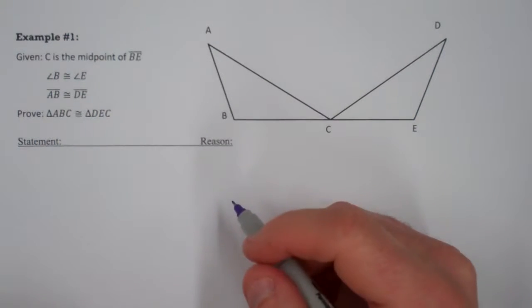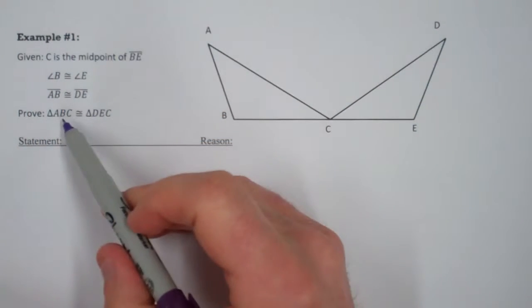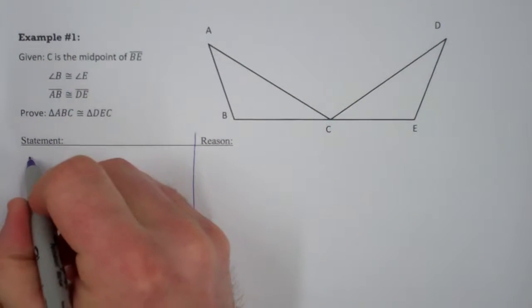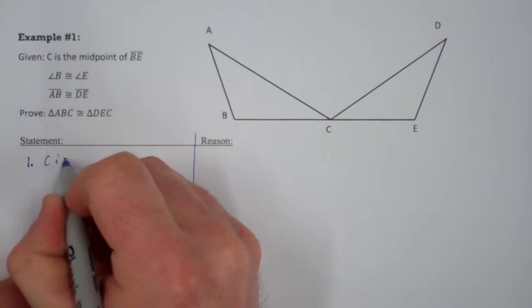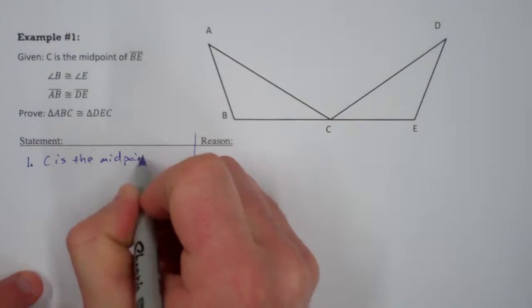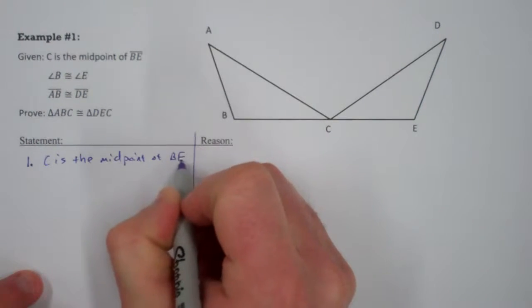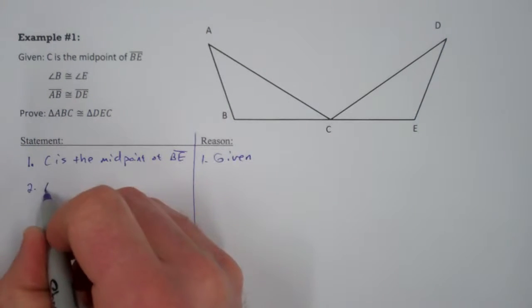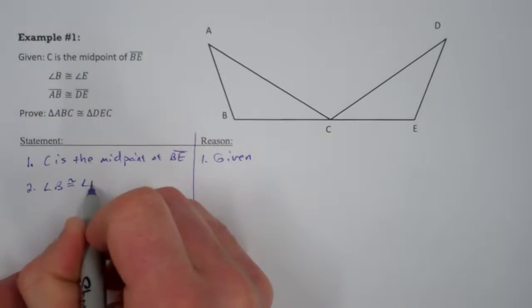In example 1, we're given some pieces of information and asked to prove that these two triangles are congruent. So let's write down our given information first. We're given that C is the midpoint of BE. We're also given that angle B is congruent to angle E.